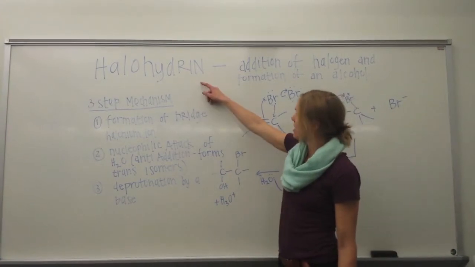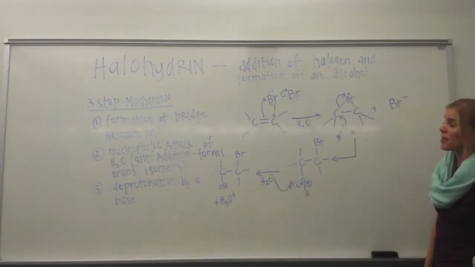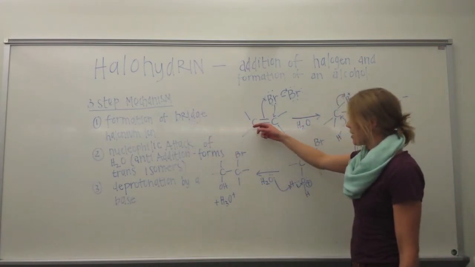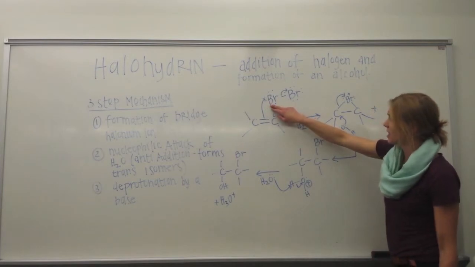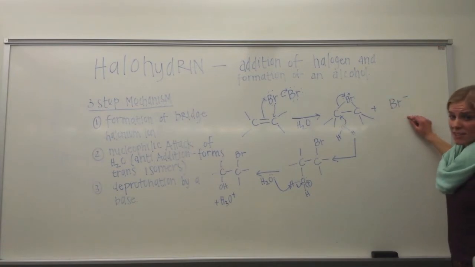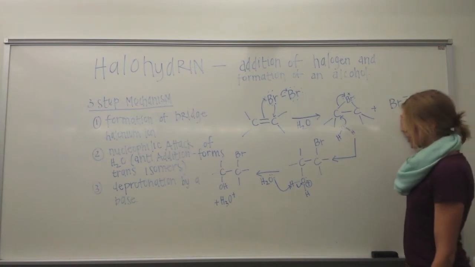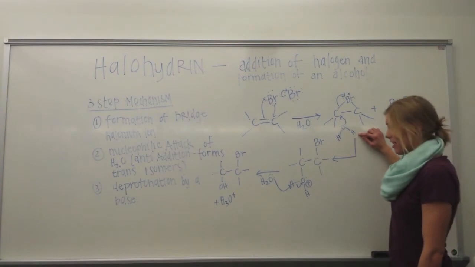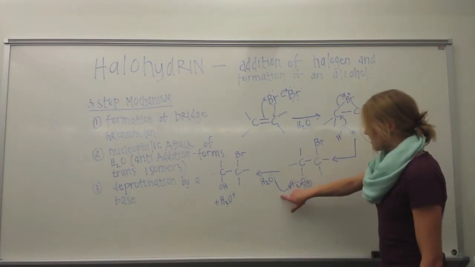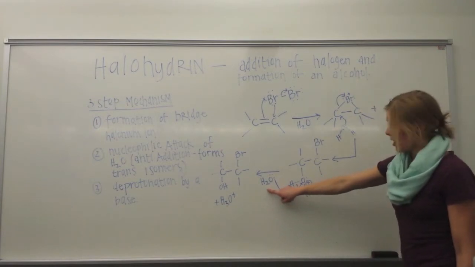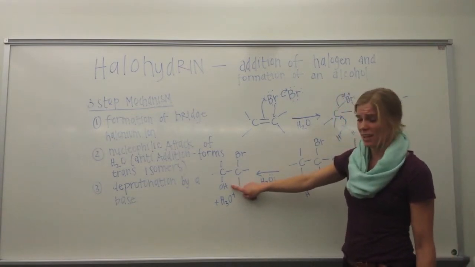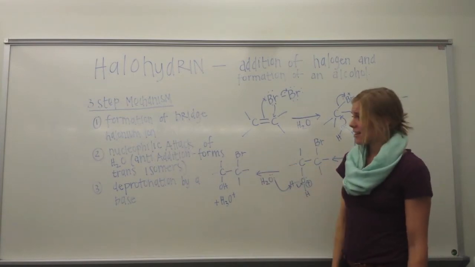Next is a halohydrin reaction, which is the addition of a halogen and the formation of an alcohol from an alkene. So the first step to this mechanism is the formation of the halonium ion. This double bond attacks the halogen here and forms the bridged halonium ion. This bromine in solution is surrounded by the water, and therefore the water attacks as the nucleophile, forming the trans isomer via anti-addition. The next step is the base, which in this case is water, is going to deprotonate this water, and it forms the trans isomer with the alcohol and the bromine on the alkene.